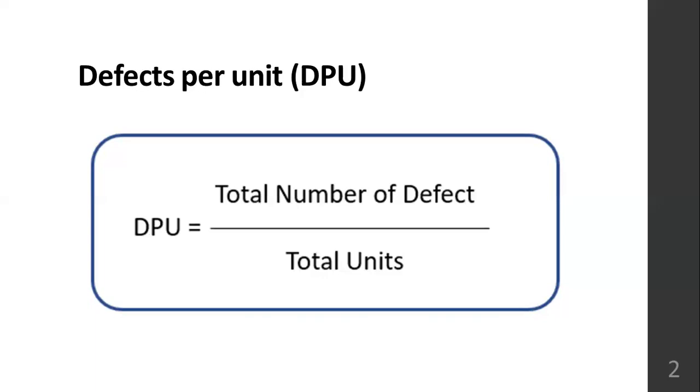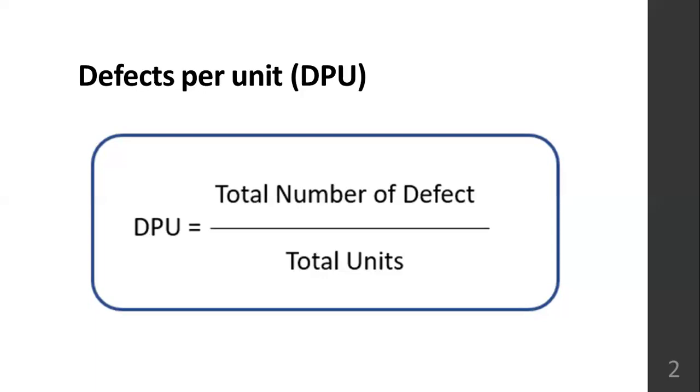So defects per unit: in this we are finding out the average. DPU measures the average number of defects per product unit. Let's say in a completely finished car, on average there would be three defects. So how do you find it? You find this average number by finding the total number of defects found in the total number of units.